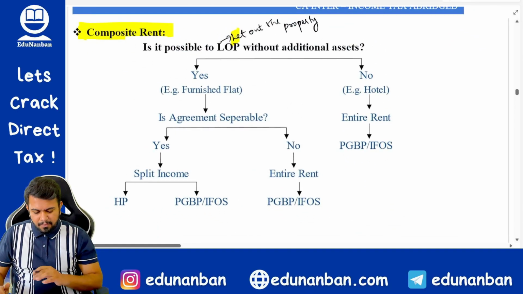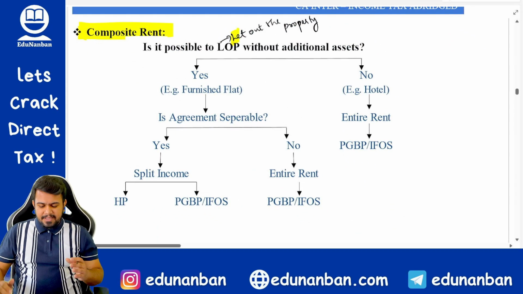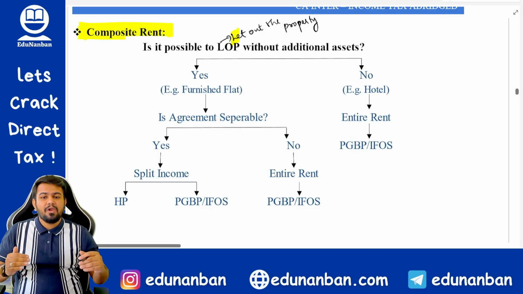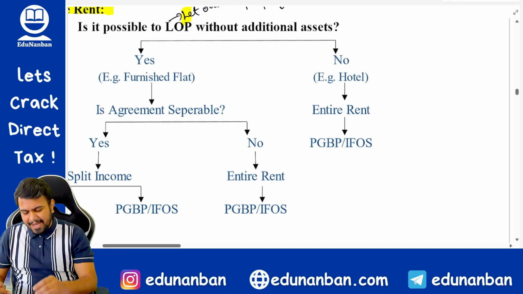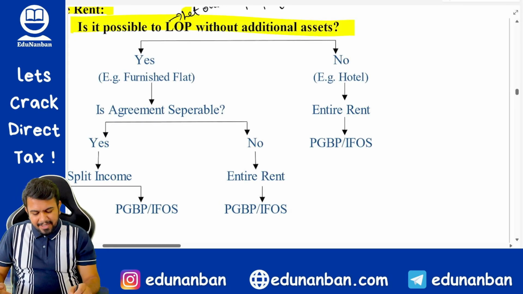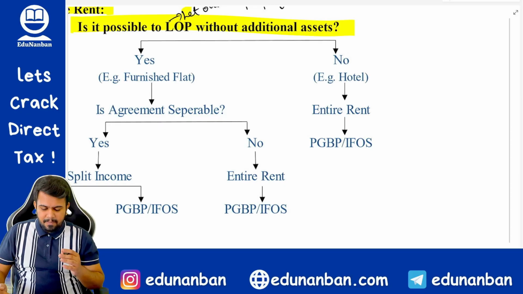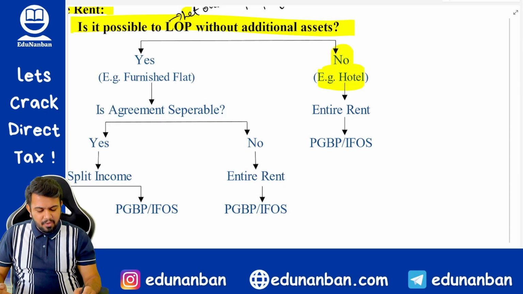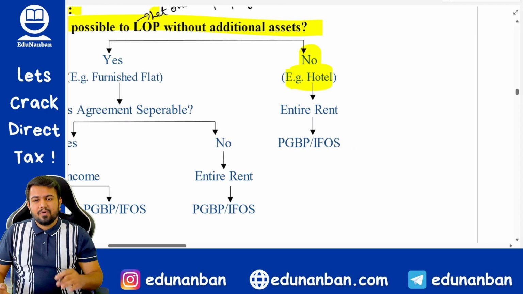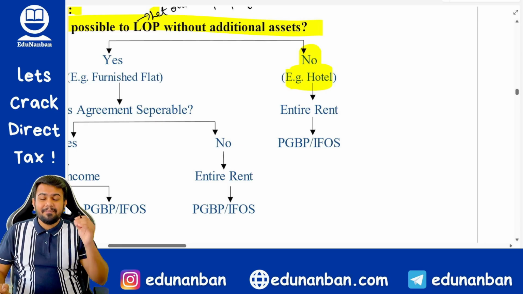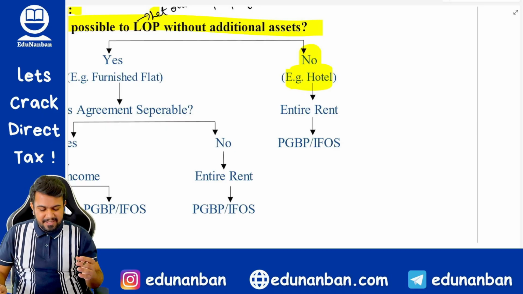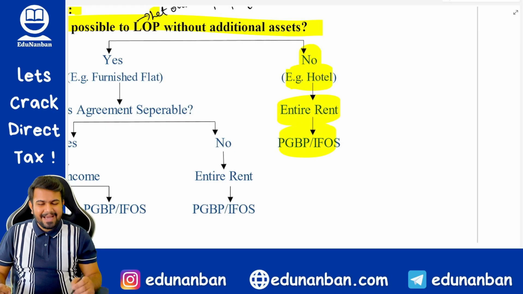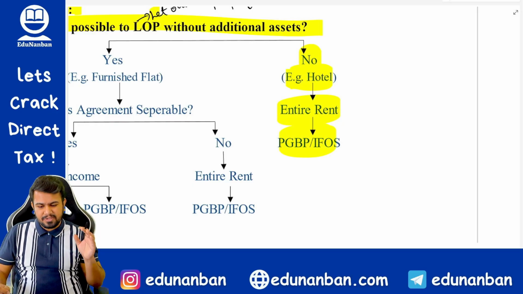Now let's talk about composite rent. Composite rent means the property is given on rent along with some additional features or additional assets. In such case, you have to ask the question, is it possible to let out the property without the additional asset? If the answer is no, for example, hotel. In the hotel, when the hotel is giving a room on rent, they compulsorily have to give bed also and other facilities also. Without bed, no one is going to take the hotel room for rent. In such case, entire rent will be taxed under PGBP or income from other sources chapter.